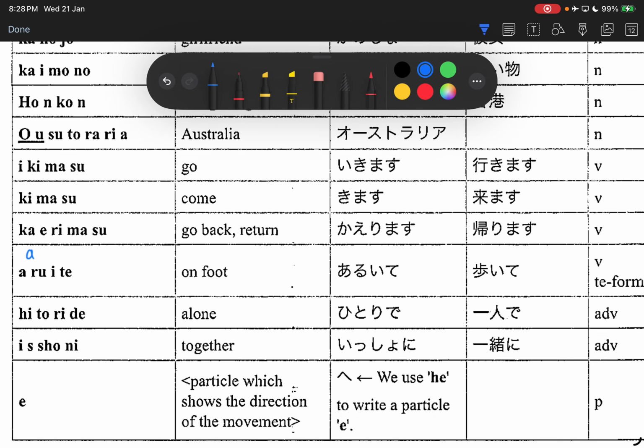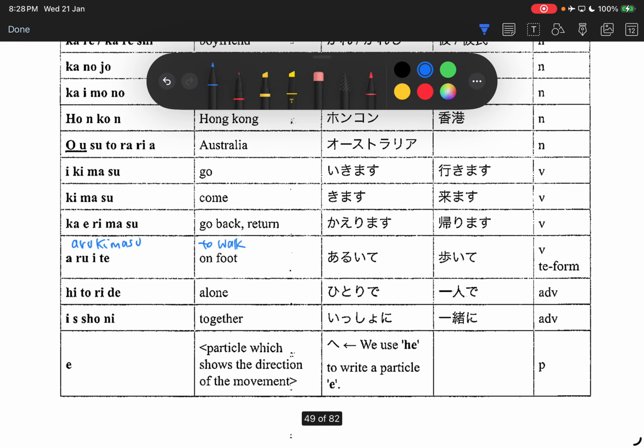This right here, arukimasu, right? Which means to walk. It comes from this word called arukimasu, which means to walk. So aruite is just a te form. Okay, there is a use for it later. I'll tell you about the use.